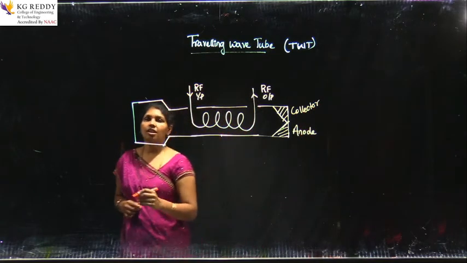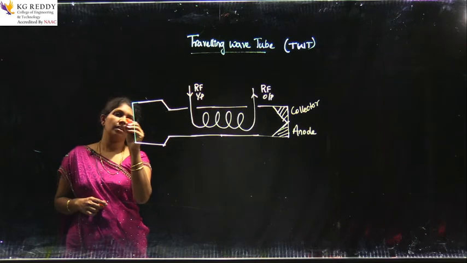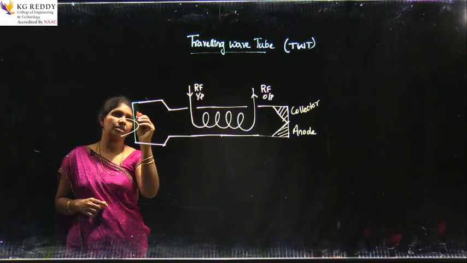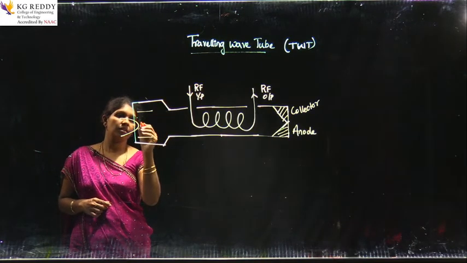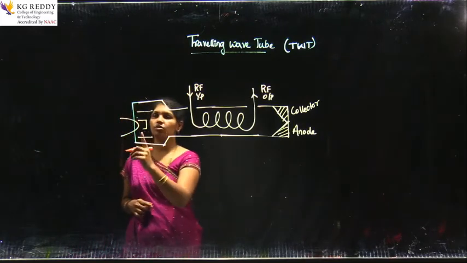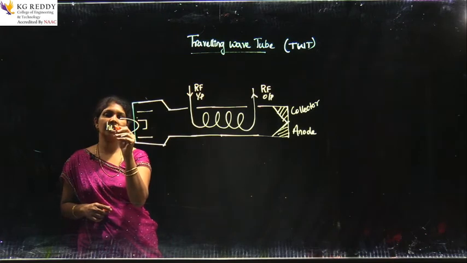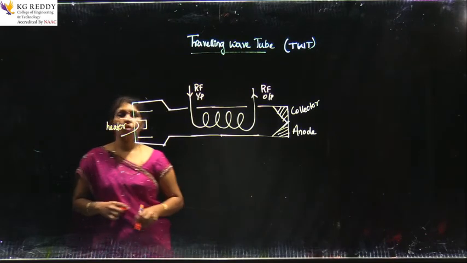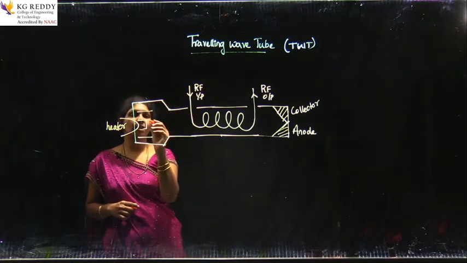Now this electron gun is subjected to the negative RF input. Because the electron gun is subjected to the negative RF input, this is the heater. So the electrons are emitted from this electron gun.